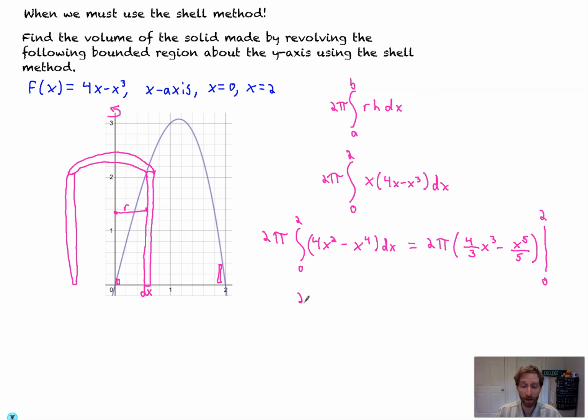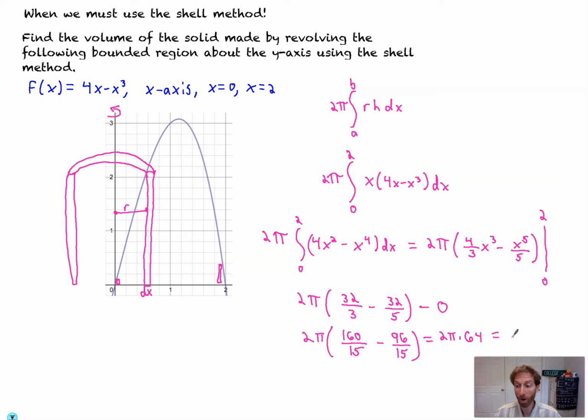I'm going to keep the 2 pi on the outside as a coefficient. So I have 2 pi times, when I plug in 2, I'll get 2 to the 3rd is 8, times 4 is 32 thirds, minus 2 to the 5th is 32, all over 5. And then I'll take that 0, and when I plug it into each of those values, you get 0. And when we simplify all this down, I get 2 pi times, this will be a common denominator of 15ths, so I'll have to multiply that by 5, so it's 160 fifteenths. I'd have to multiply top and bottom by 3 here, so it's going to be 96 fifteenths. And 160 minus 96 is 64. So that's 2 pi times 64, or 128 pi.